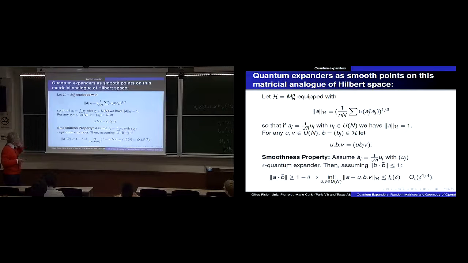And it turns out that for the quantum expanders, here the point A is a quantum expander. These are unitaries, normalized by dividing by the square root of n. That gives the normalization in this scalar product, so this will be of norm 1 for calculations of this kind. So A is a point in this new unit sphere, or maybe I'm moving too far in this direction.